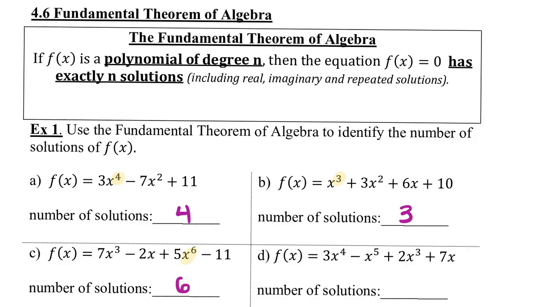D, f of x equals 3x to the 4th minus x to the 5th plus 2x to the 3rd plus 7x. So the highest degree was 5, so there would be 5 solutions to this polynomial if we were to solve for all the zeros.